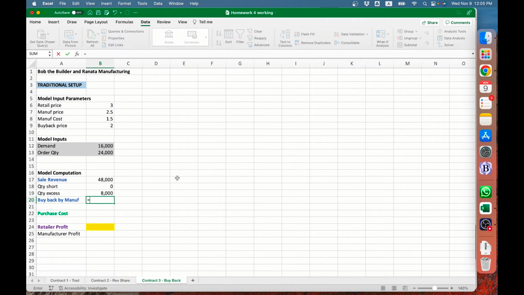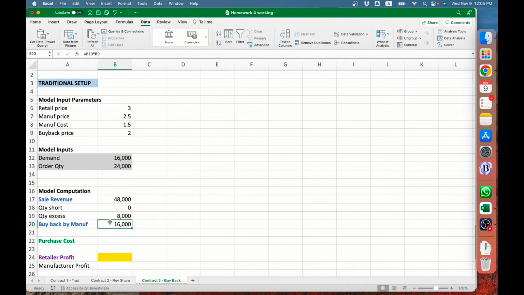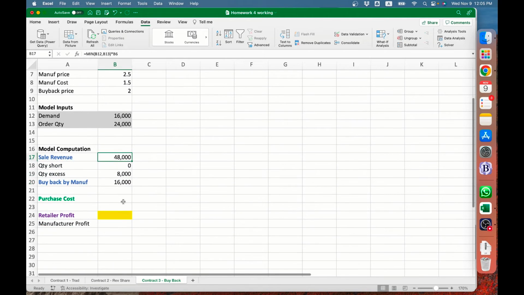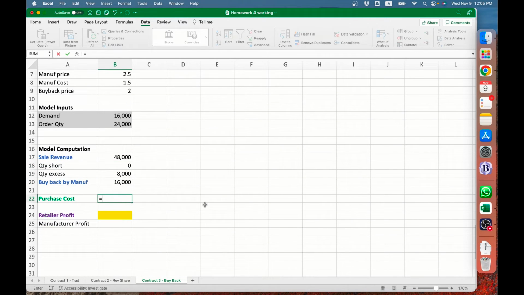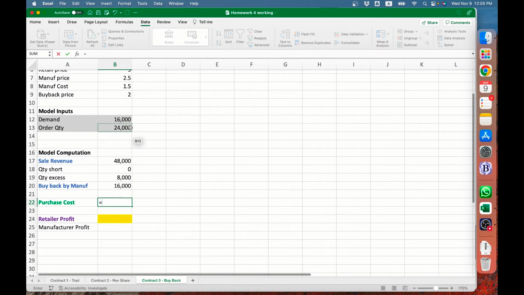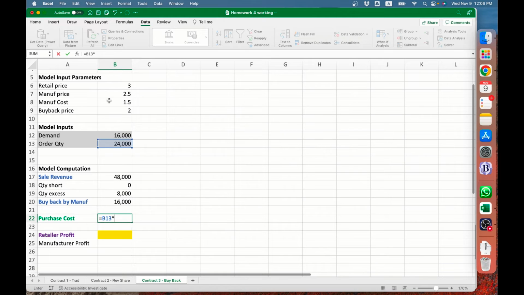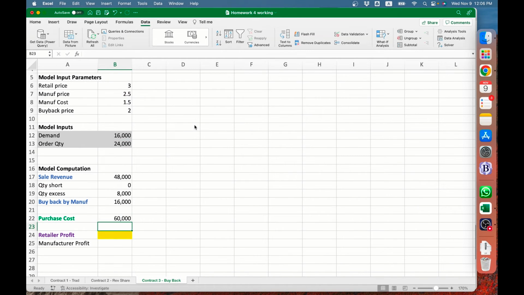Now buyback from the manufacturer: whatever is excess, that is what gets sold to the manufacturer again. So that's the manufacturer buyback. The manufacturer buyback is going to be like revenue for the retailer, because they're going to earn this $16,000 and they're going to earn this $48,000 in sales. The purchase cost for the retailer is going to be the order quantity times the price the manufacturer charges. Okay, now retailer profit will be their normal revenue plus their buyback sale, the return revenue, the refund they get from returning, minus their purchase cost for the total quantity they purchased initially. That is going to be their profit.